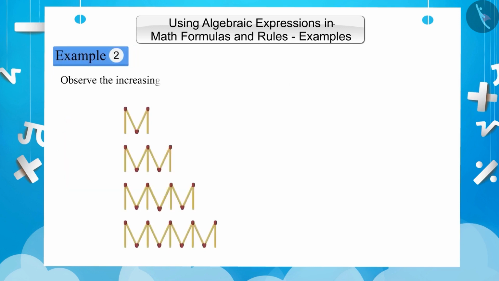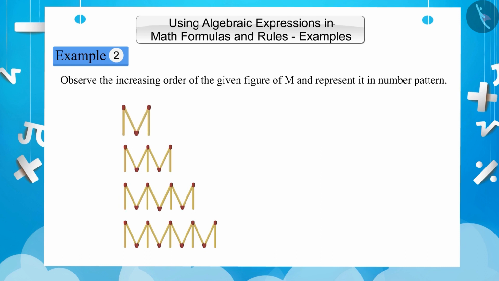Observe the increasing order of the given figure of M and represent it in a number pattern. Here, in the given figure of M shape, there are 4 matchsticks in the first figure. But 3 matchsticks are being added to each growing figure. As we can see, the first M has 1 additional matchstick in comparison to the rest.